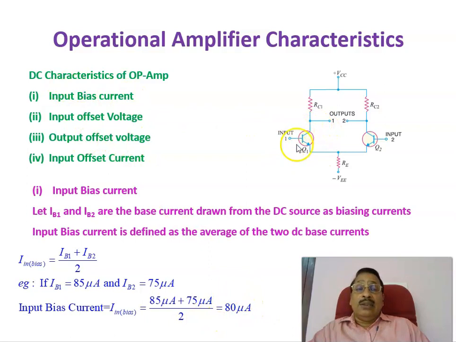Though we are taking transistors with the same characteristics, there will be a slight deviation in the characteristics, and because of that IB1 may not be equal to IB2. The average value of IB1 and IB2, that is IB1 plus IB2 divided by 2, is taken as the input bias current.